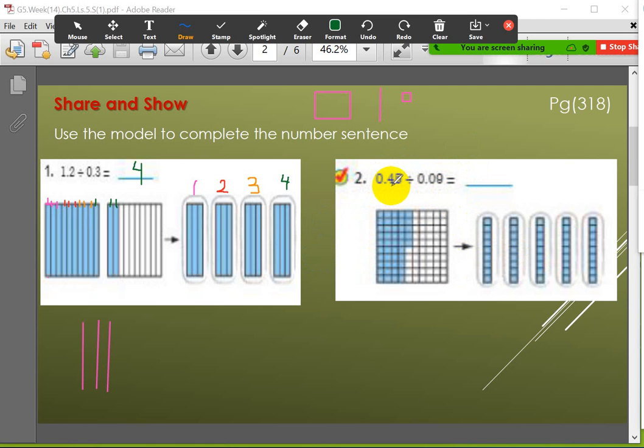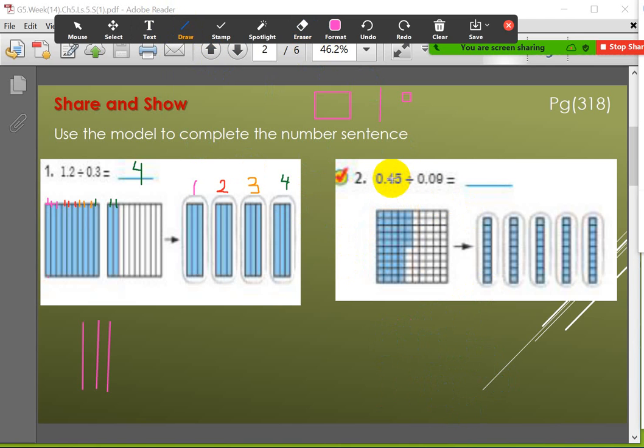Look, 0.45, I have 4 in the tenths digit and 5 in the hundredths digit. Look, girls, I have 4 longs, because 4 in the tenths digit means 4 longs. And 5 in the hundredths, that means 5 what? Small cubes. 1, 2, 3, 4, 5. This is the dividend. It's already drawn here, so no need to draw it. I will draw the divisor only.